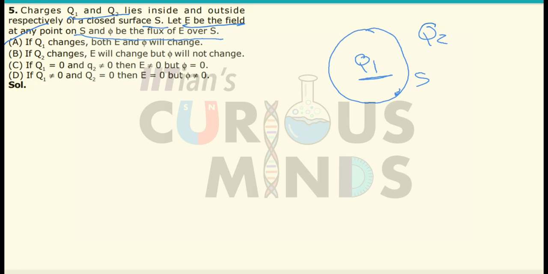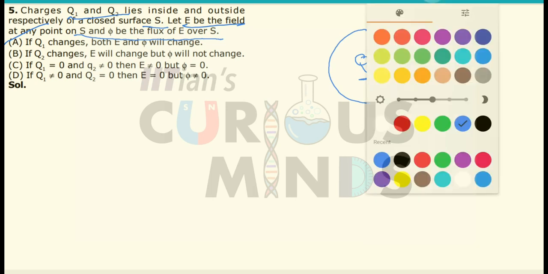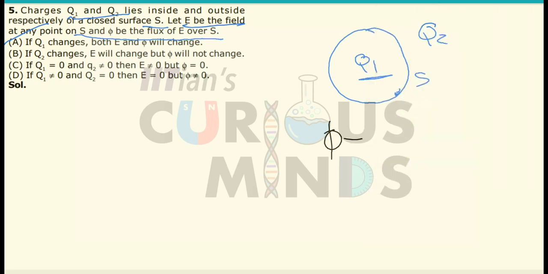If Q2 changes, E will change but phi will not change. Now the flux depends on the total charge enclosed in the sphere divided by epsilon naught. If Q1 is not changing and only Q2 is changing, the flux will remain the same. But what about the electric field intensity?